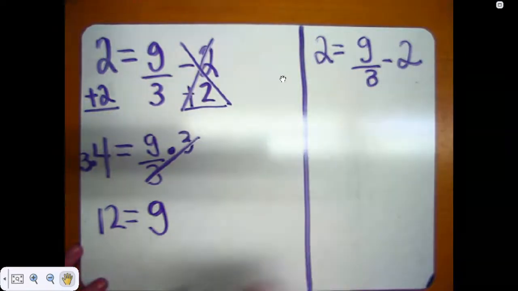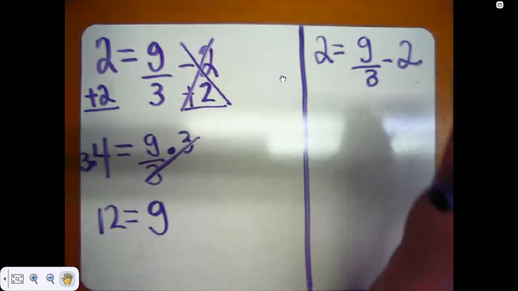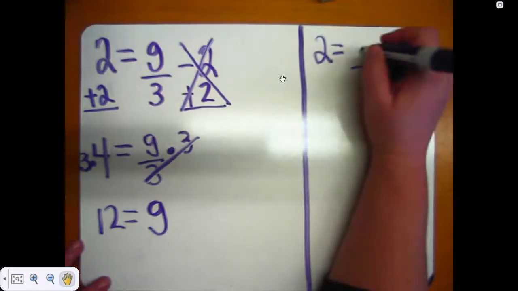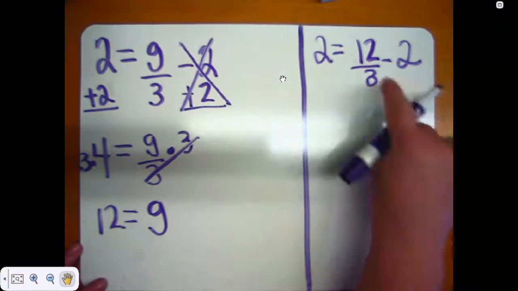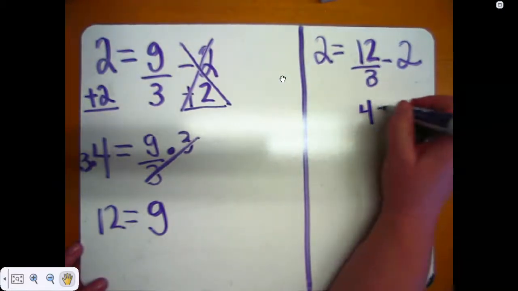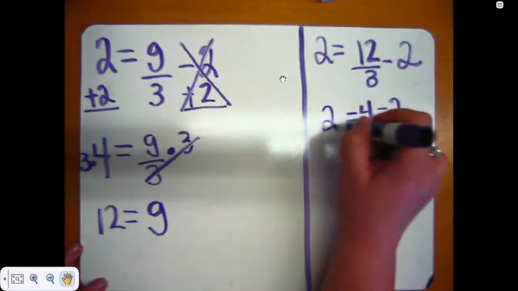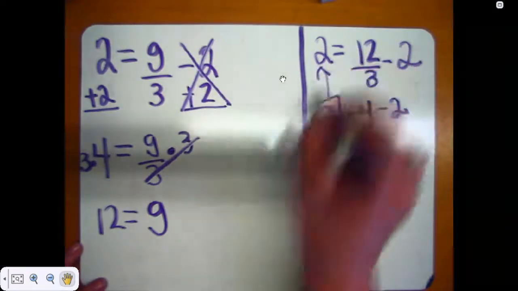So let's put that in over here. So if g is 12, let's put that in where g is. Okay, so now this says 12 divided by 3, which is 4, minus 2 is equal to 2. So we know that our answer is correct because it matches.